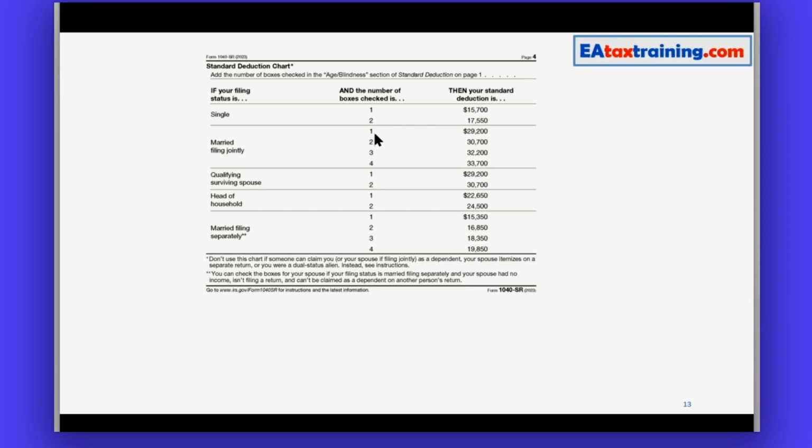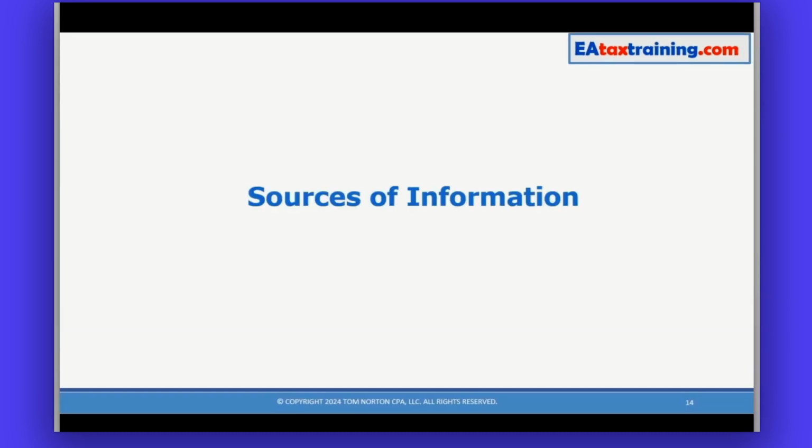But again, it is optional. So as we talk about the Form 1040 throughout this course, we could also mean the 1040-SR, but I'm not going to say 1040-SR all the time. I'm just going to say Form 1040, and you will know what I mean.